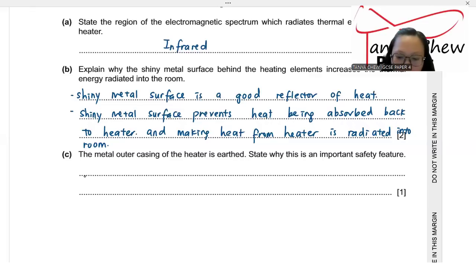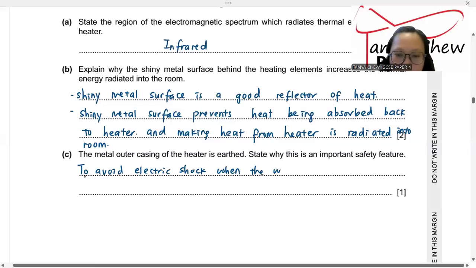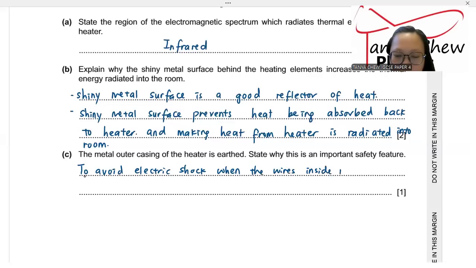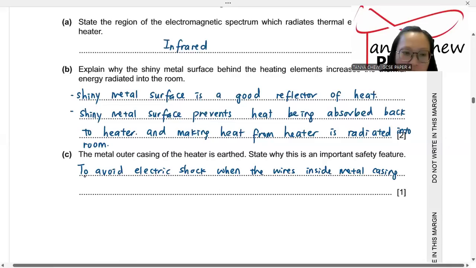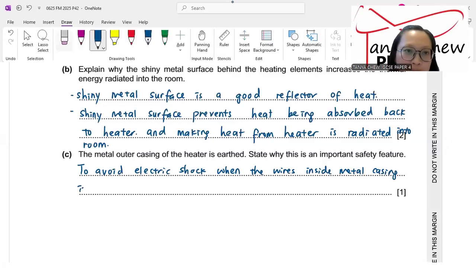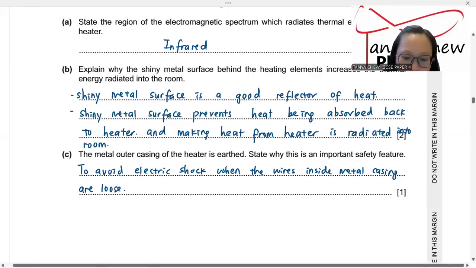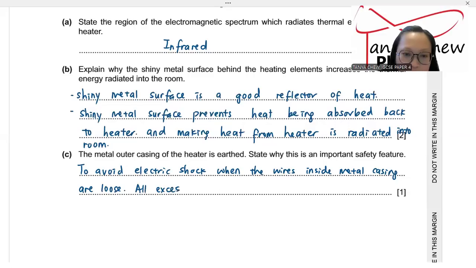So I would say, to avoid electric shock, when the wires inside the metal casing are loose, all excess electrons can be transferred to earth, to be neutralized.